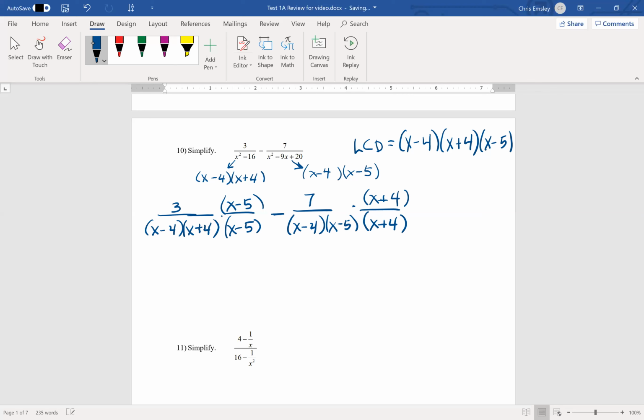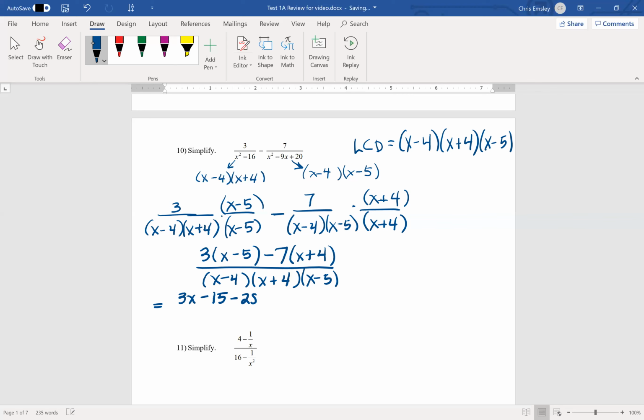I'm going to kind of simplify and put these together all at once. Actually, I'll write out one more step. So 3 times x minus 5 minus 7 times x plus 4 over x minus 4, x plus 4, x minus 5. And then we've done the subtraction, but we want to go ahead and simplify the top. We'll distribute on both of those. Oops, sorry, not 28x, just 7x minus 28.